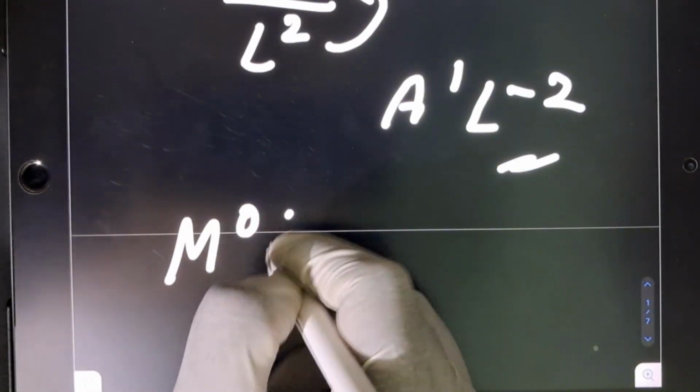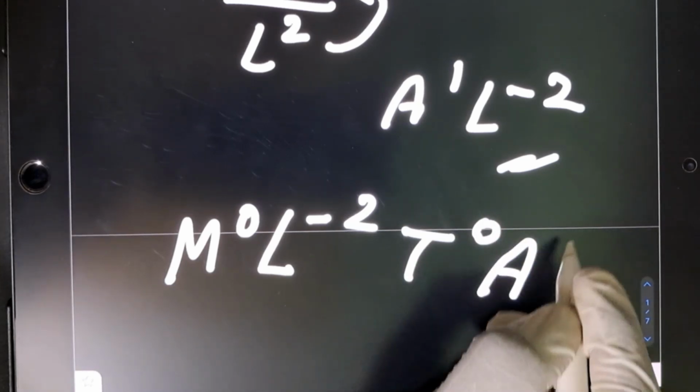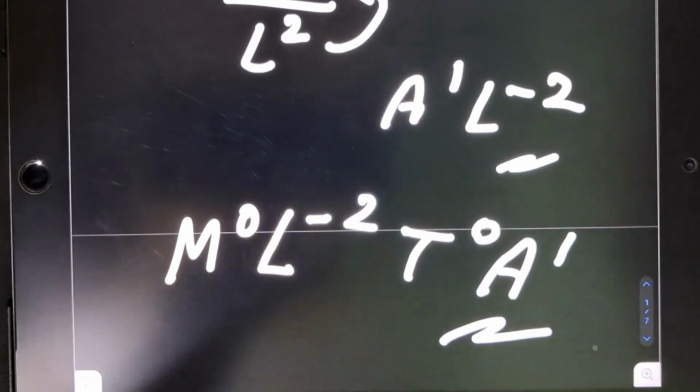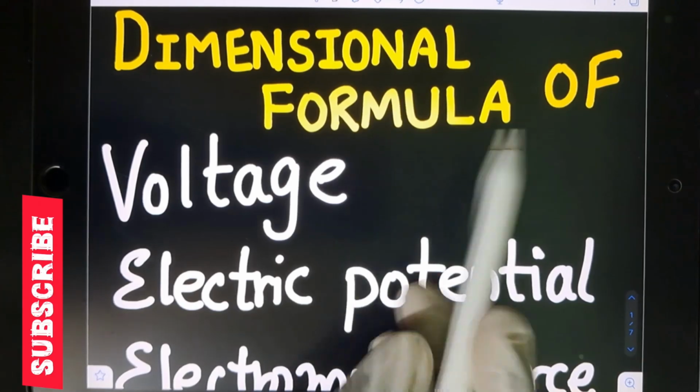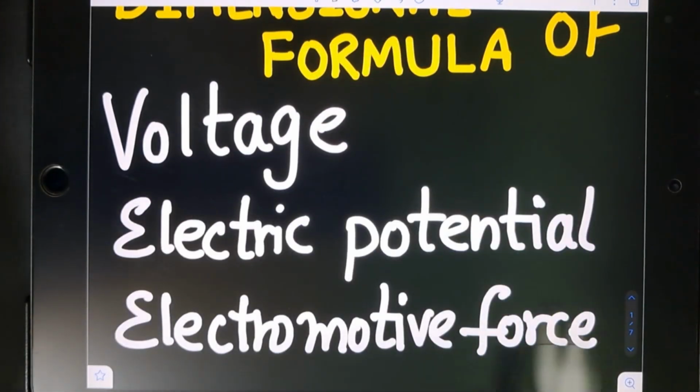Overall M power 0, L power minus 2, T power 0, there is no time, and A power 1, current. 1. To find the dimensional formula of voltage or electric potential or electromotive force EMF.